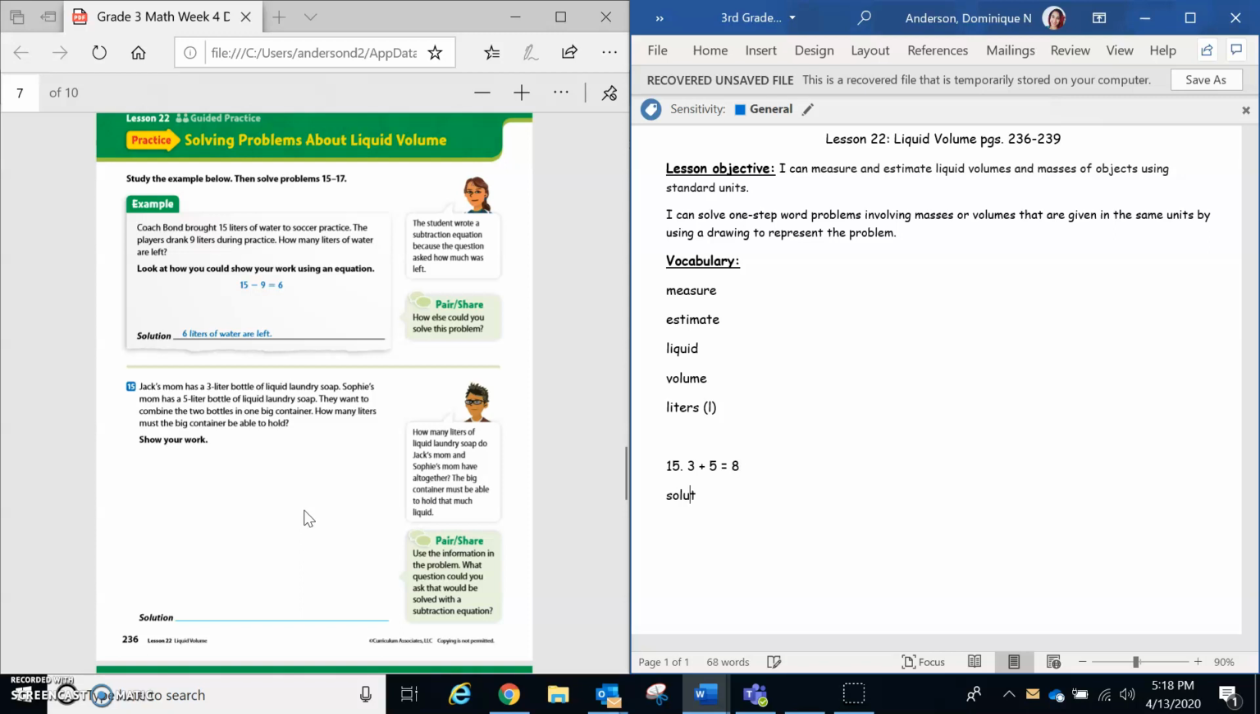So our solution would be, so it says how many liters must the big container be able to hold? So we're going to say 8 liters of liquid soap. Remember to pause the video to give you time to write.